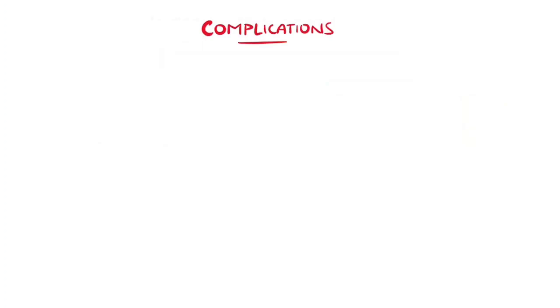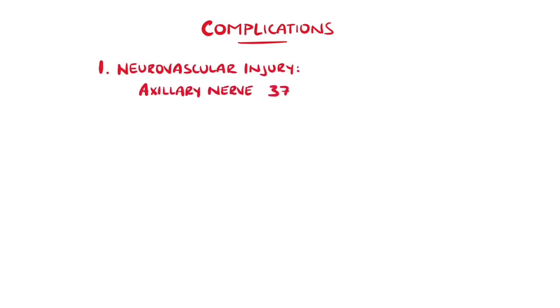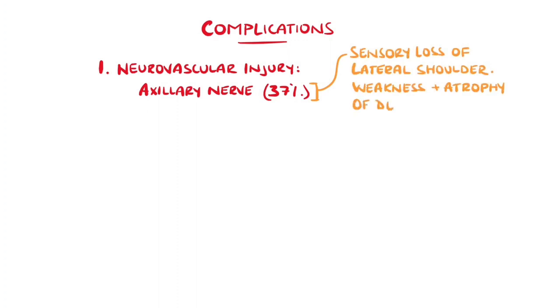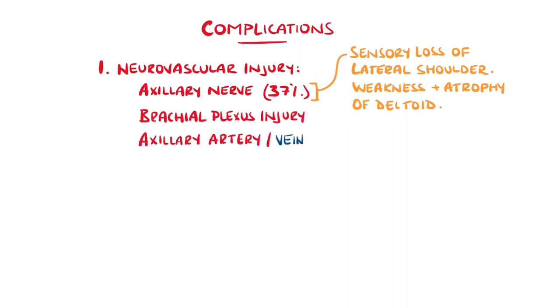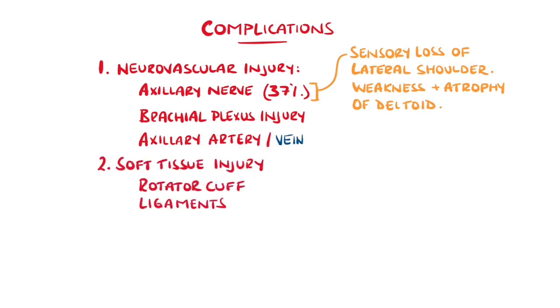Neurovascular injury is a potential complication, both while sustaining the injury but also during reduction. The axillary nerve is injured in nearly 40% of anterior dislocations, which can lead to sensory loss on the lateral aspect of the shoulder, as well as weakness and atrophy of the deltoid. The brachial plexus and axillary vessels may also be injured due to their proximity. Soft tissue injuries are common, including rotator cuff tears and damage to the ligaments, which can lead to shoulder instability and recurrent shoulder dislocations.